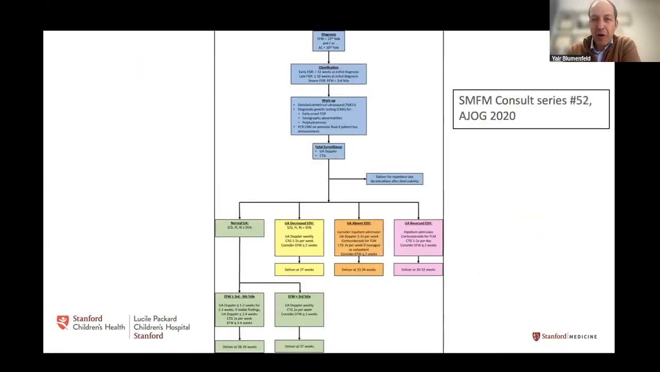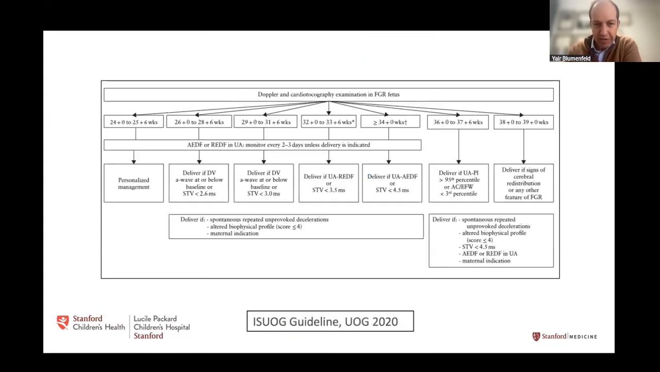I'm not going to go through all this. This is a SMFM consult series related to monitoring of twins, related to FGR. And if you think this is complicated, here's the ISUOG guidelines. You certainly don't need to memorize this one unless you're practicing somewhere around the world that incorporates that. But you can see these are the recommendations once you diagnose fetal growth restriction, very, very close surveillance, a lot of Doppler indices. But I just wanted to highlight how convoluted the paradigms can become.